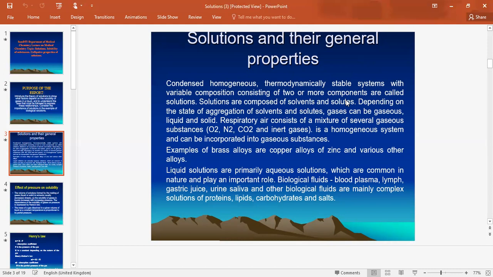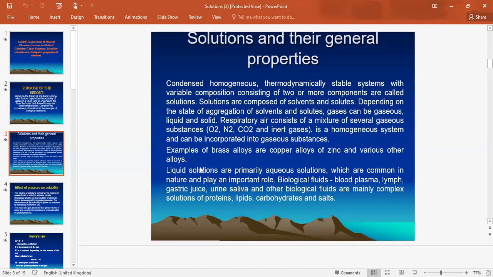Depending on the state of aggregation of solvents and solutes, solutions can be gaseous, liquid, and solid. Respiratory air consists of a mixture of several gases, for example O2, N2, CO2, and inert gases, a homogeneous system that is a gaseous solution. Examples of solid solutions are brass alloys, copper alloys, zinc, and various other alloys.